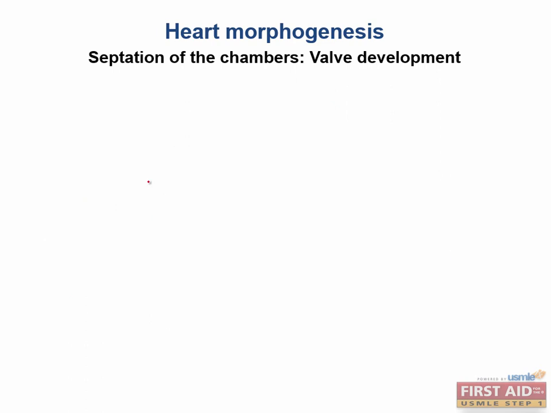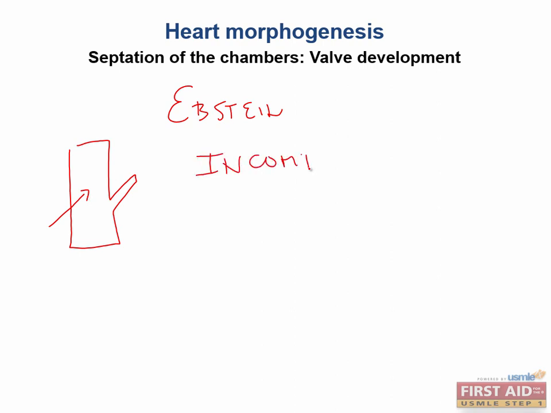Now, another problem with valve development that you need to know about is called Epstein anomaly. This is when apoptosis and separation of the valve from the endocardial cushion tissue that is part of the heart chamber did not occur completely. There is incomplete separation of the valve from this wall.